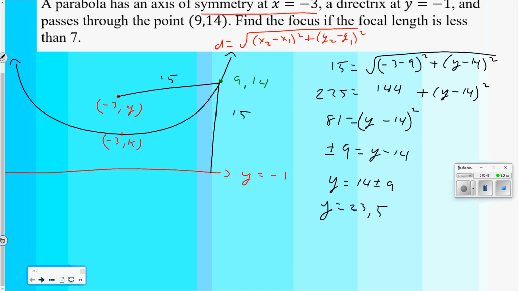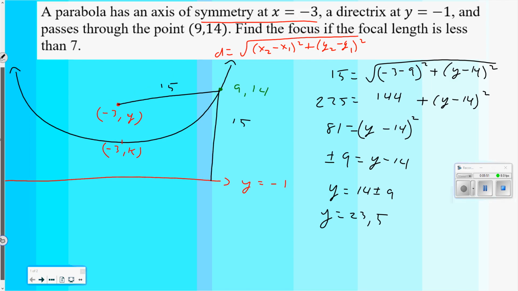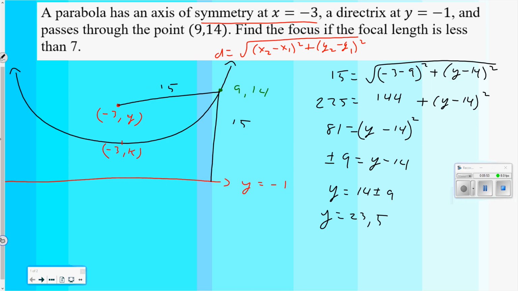Everyone with me? And the reason why you have two possible choices for your focus is because if you look at the picture that I drew, we don't actually know if this focus is below that point or it could be above it. We really don't know. It could be something like this where it's above it and it's going down to that point. You have two possibilities for your focus because you don't know where it is. Either it could be in line with it, above it, below it, we don't know. So that's why you have two possibilities.